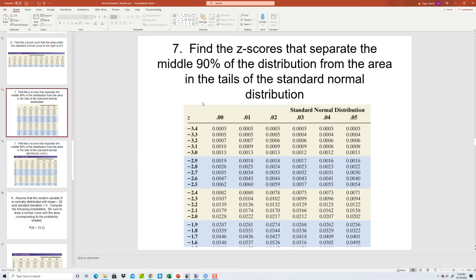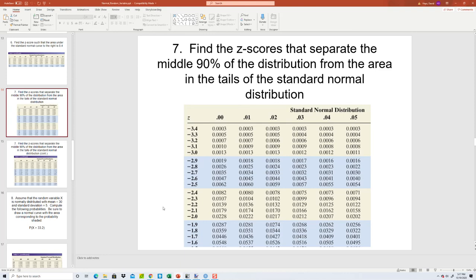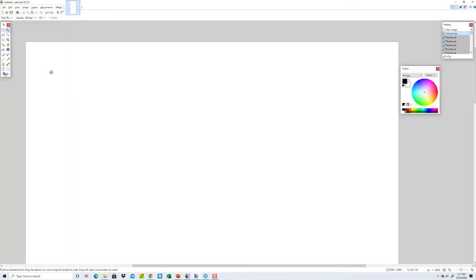Let's take a look at number 7 here. Okay. And number 7 says, find the z-scores to separate the middle 90% of the distribution from the area in the tails of the standard normal distribution. Okay. 90%. So they're telling us the amount in the middle is 90%.